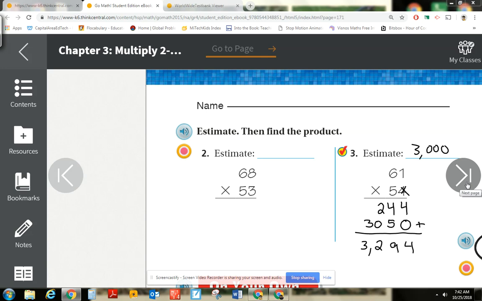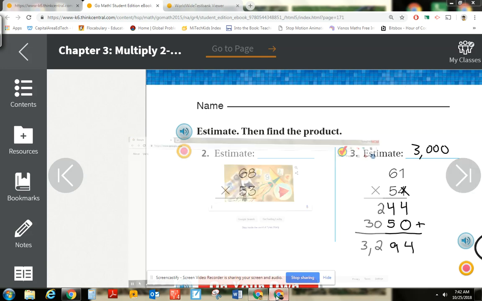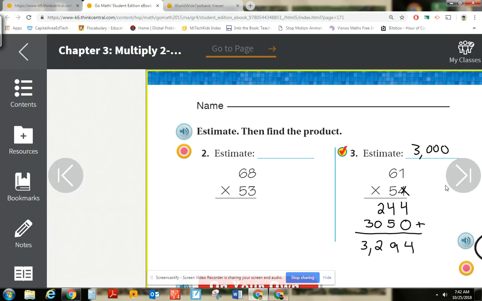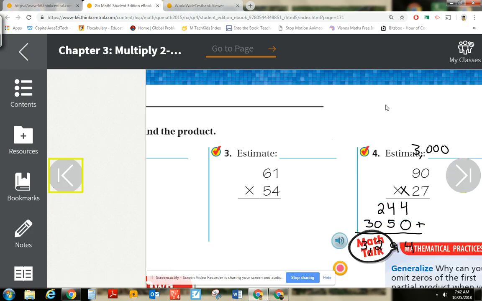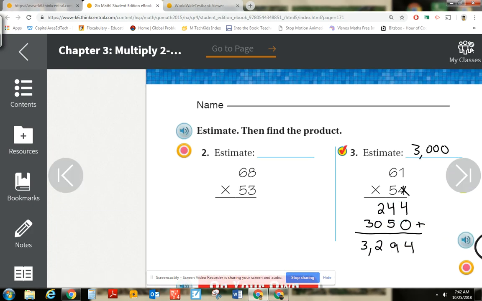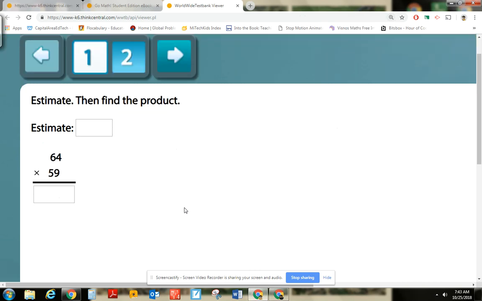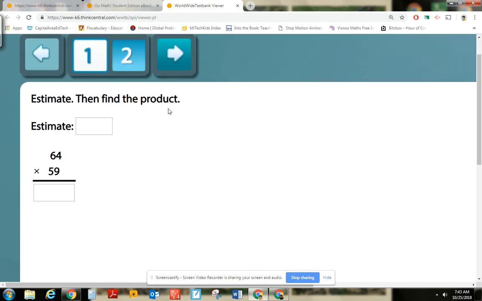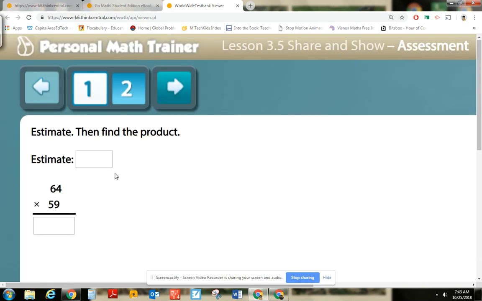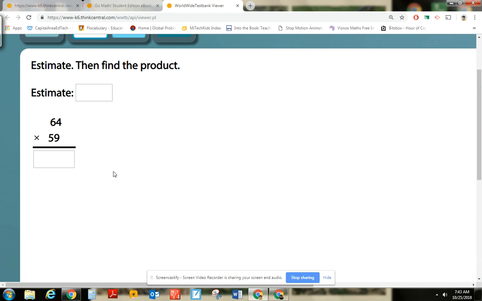So let's move forward with our next problem. Whoops, sorry guys. I'm going to switch screens on you so we can see what the module actually looks like on that computer. So same type of basic setup here. We have to estimate and then find the product.